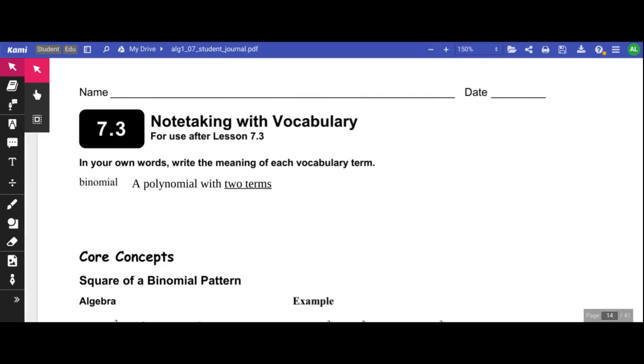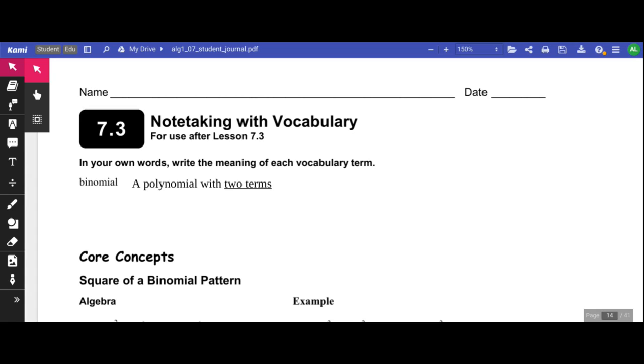Hello, everyone. So today we are going to go through 7.3, just a one-day section. It's pretty quick. It's pretty easy. It's all about what we call special products of binomials, which sounds a lot more complicated than it actually is. All right, we've got a quick vocab.